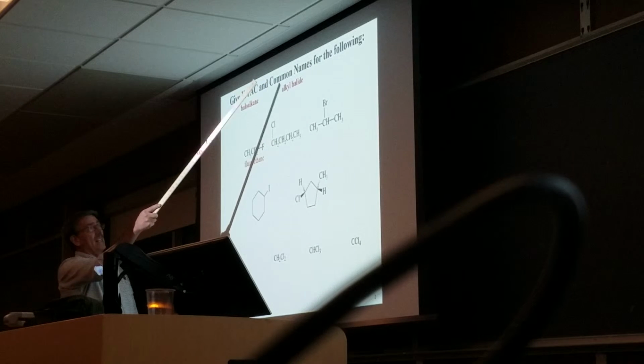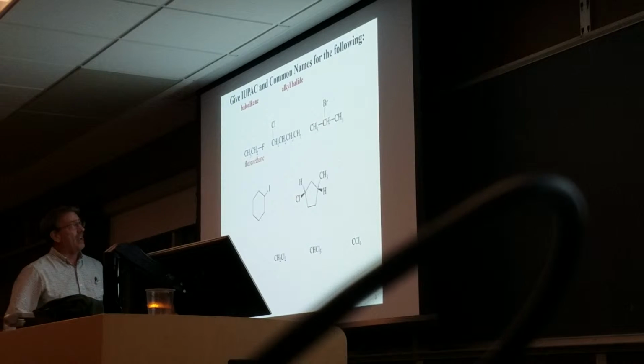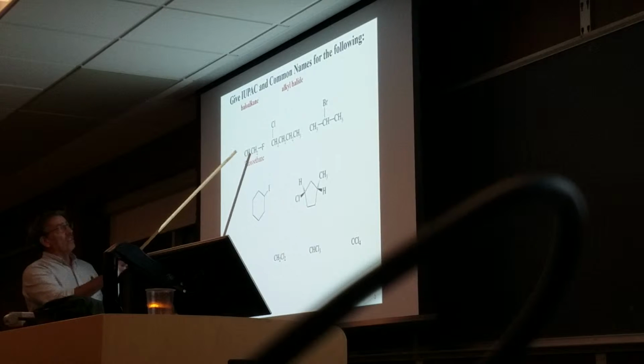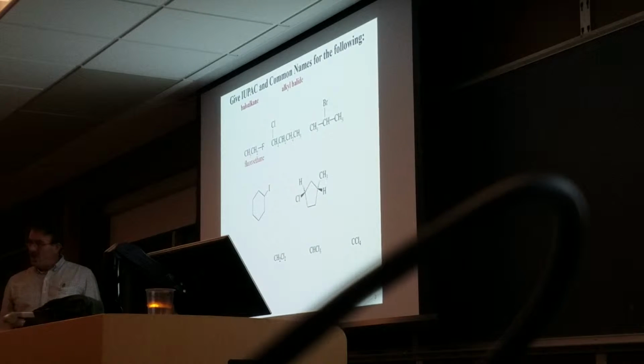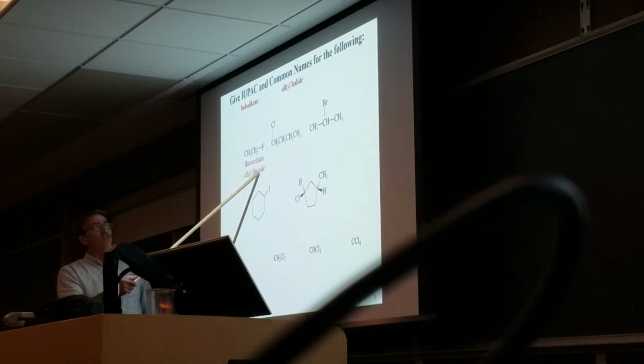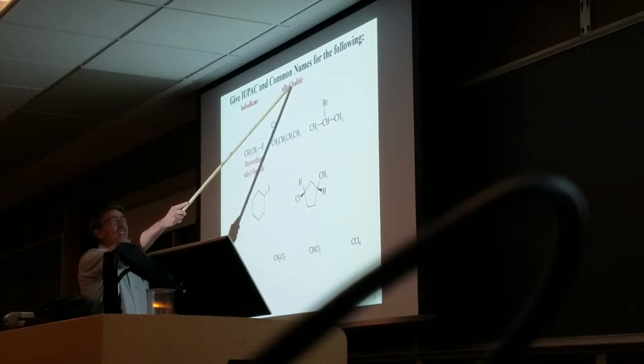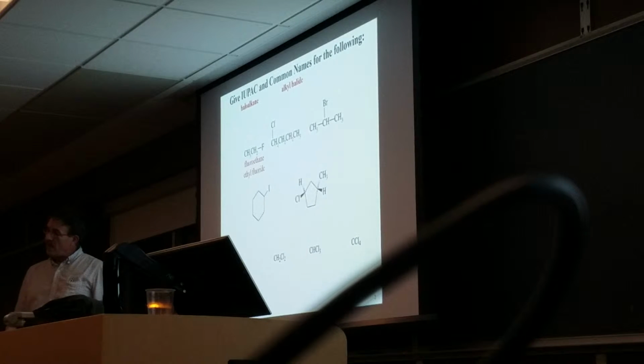Let's name it as if it's an alkyl halide this time. So here's my alkyl group. It's going to be an ethyl fluoride, okay? Notice that now I don't call it fluorine. I make it an -ide because it's an alkyl halide, okay?